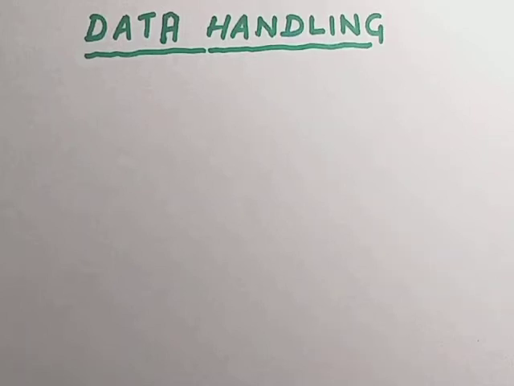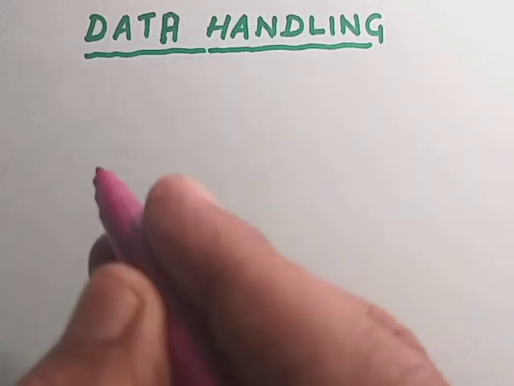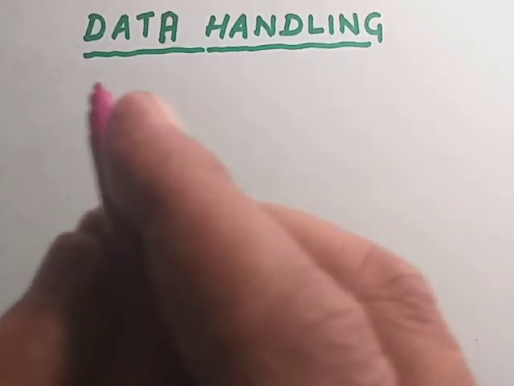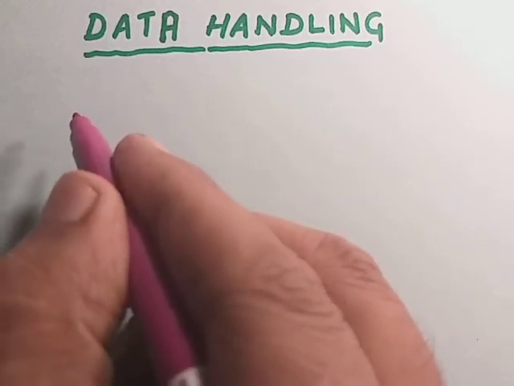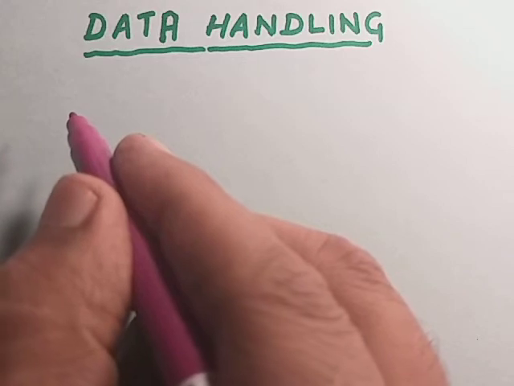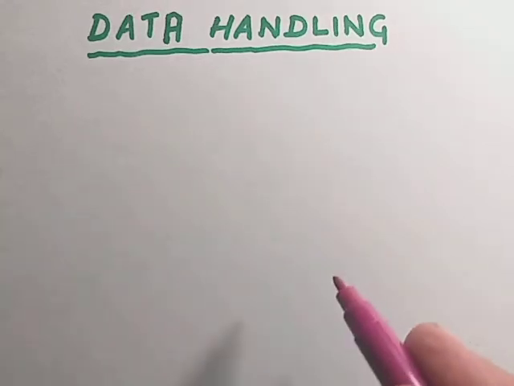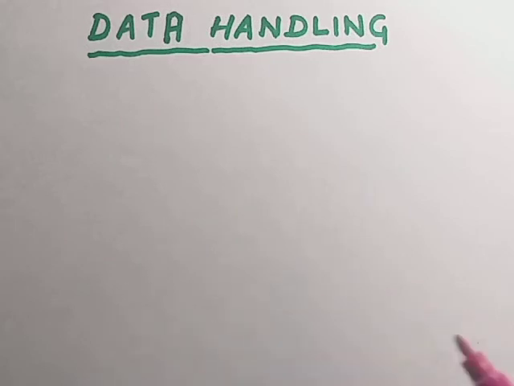Dear students, welcome to the chapter of data handling. This particular chapter talks about the representation of numbers in the form of tabular columns, bar charts, pie charts, and various other methods of representation of the data in a figurative form.